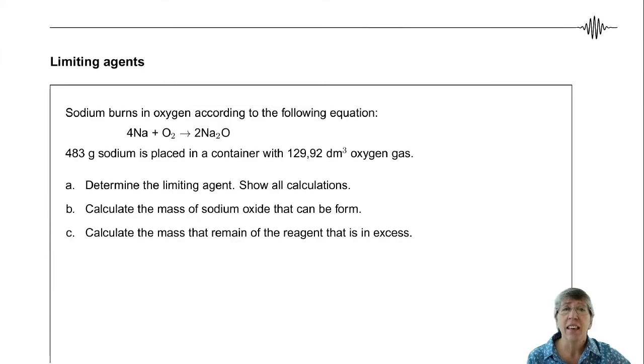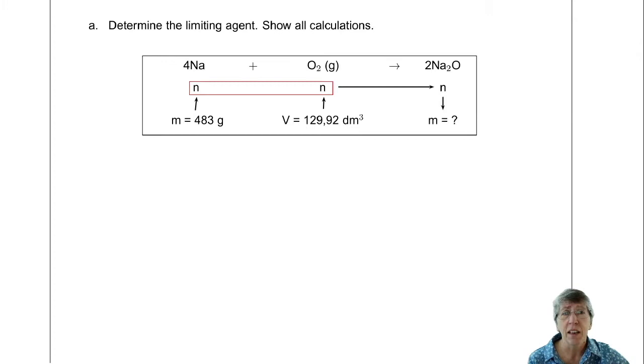So now in this next work, they're going to give you both the sodium and the oxygen. And now you have to determine first which one is the limiting agent. So let's look at the first question here where they ask us to determine the limiting agent. Now you have the mass, we're going to make that into moles, we're going to convert the volume into moles, and then we're going to have a decision step. We have to determine which one is the limiting agent.